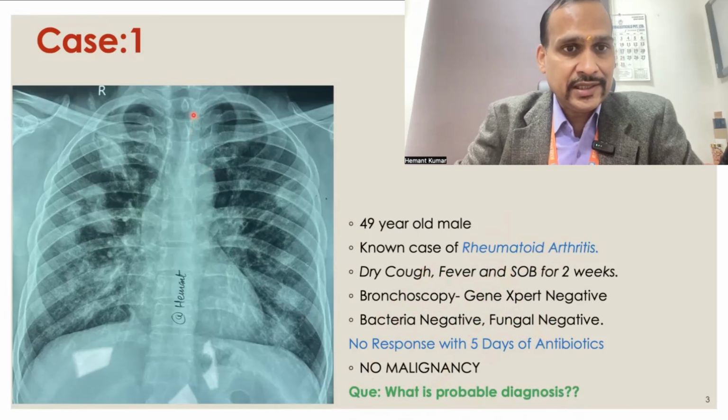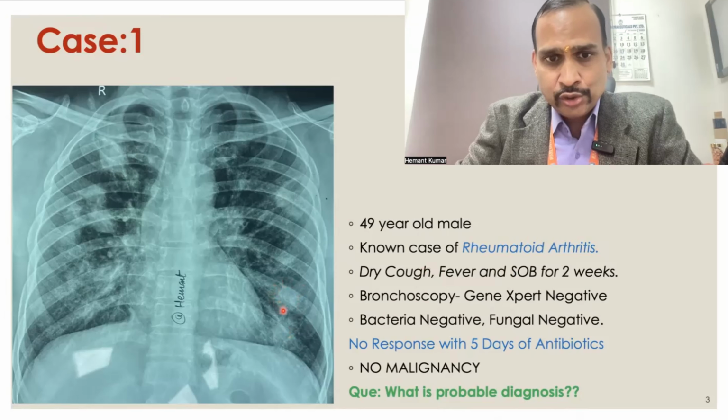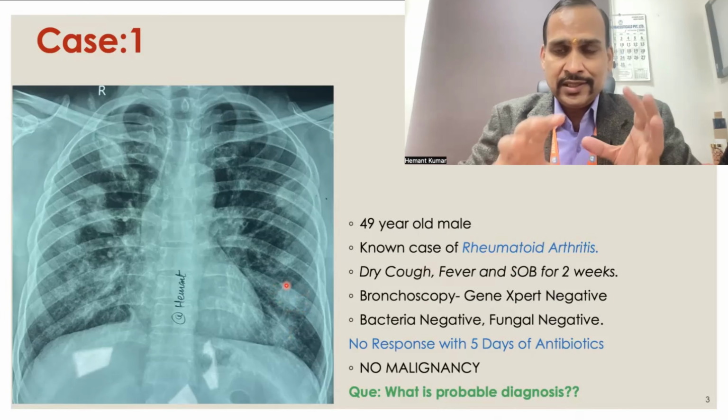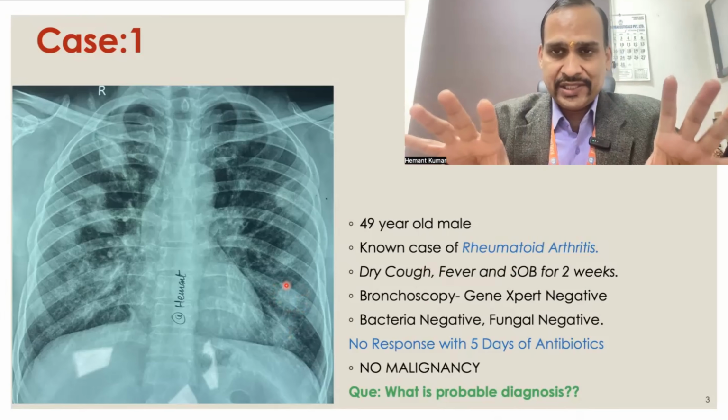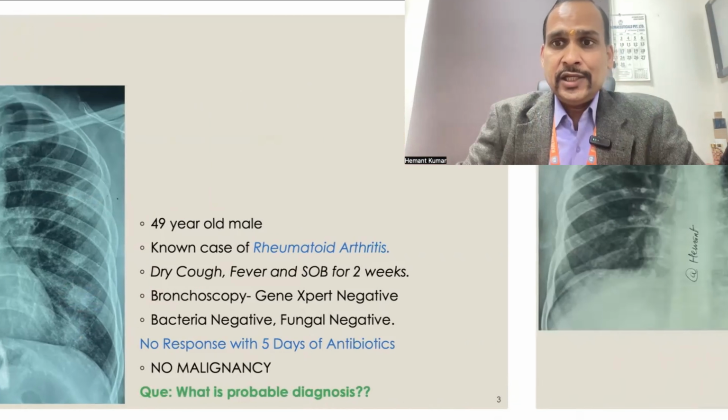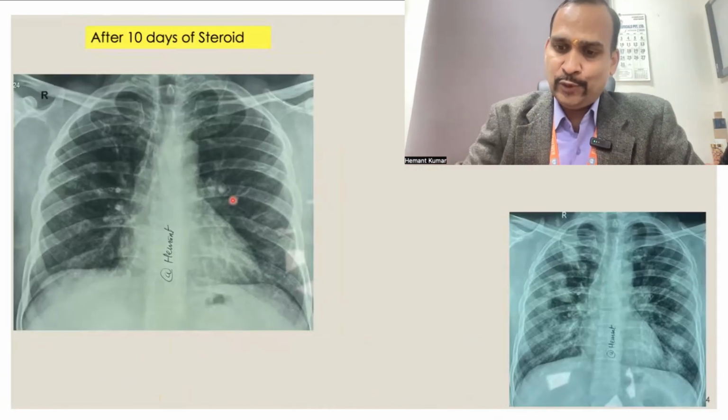If you see this X-ray, you can see there are multiple rounded consolidation which is there and predominantly at peripheral area, and surrounding this consolidation there is ground glass opacity. So classical, this is patchy pneumonia like picture, but there is no infection. So in case of rheumatoid arthritis, if you find this type of opacity and patient not responding with antibiotic, you should think of organizing pneumonia.